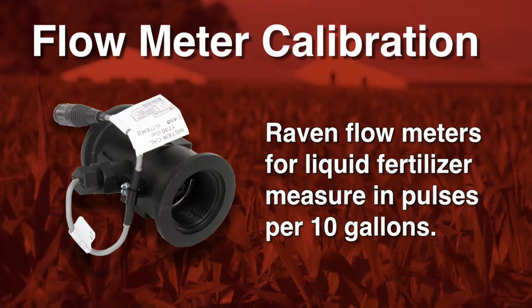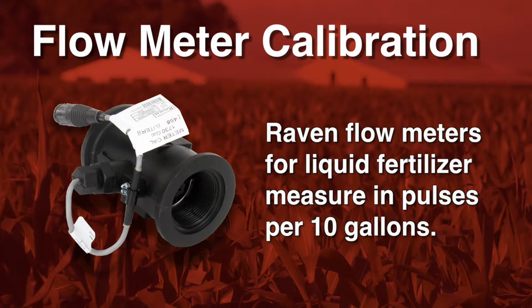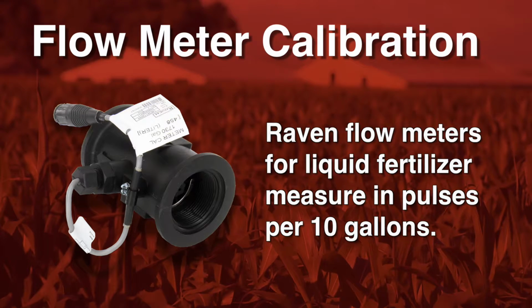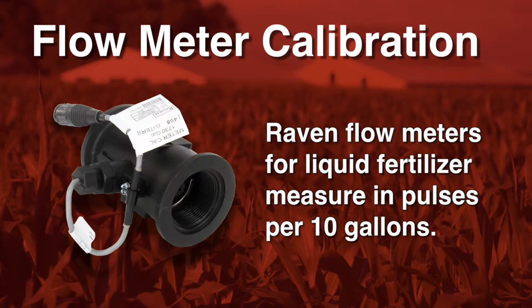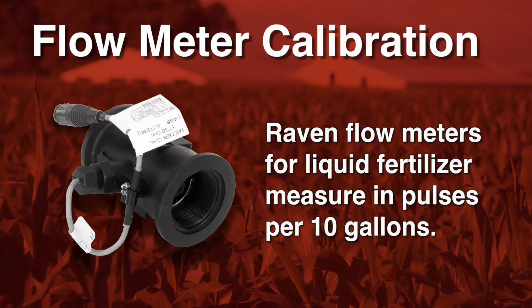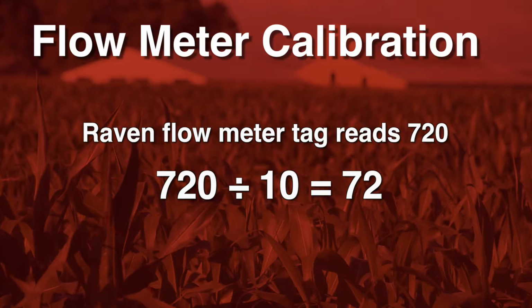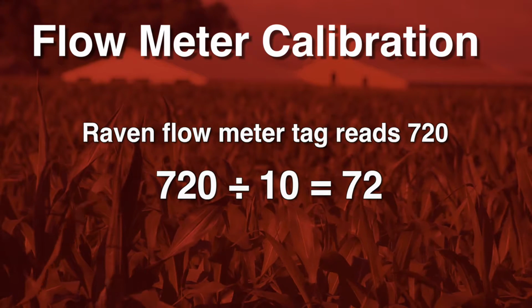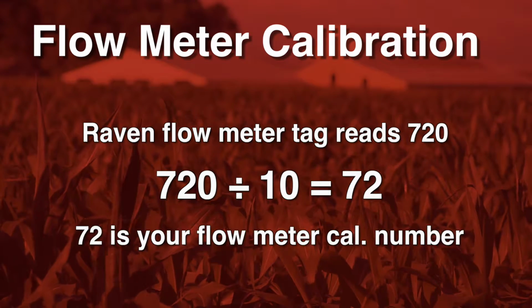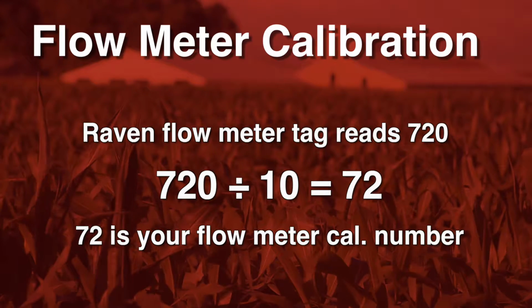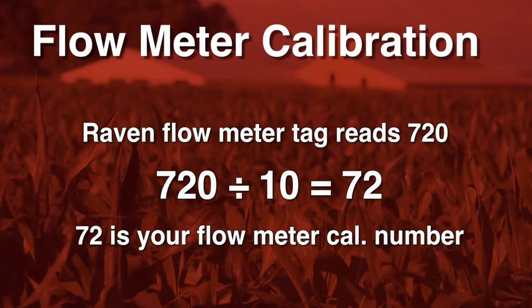If you are using a Raven flow meter for liquid fertilizer, the number on the tag is measuring pulses per 10 gallons. You must take that number on the tag and divide it by 10. For example, if the flow meter tag says 720, 720 divided by 10 equals 72. Enter 72 for the meter cal on the configuration screen for a Raven flow meter.